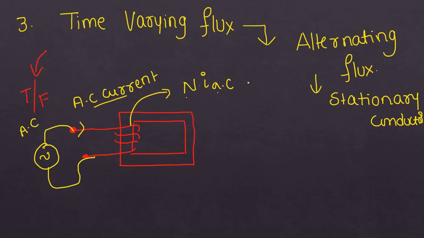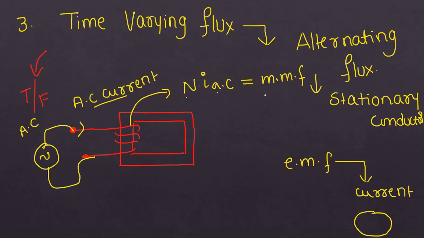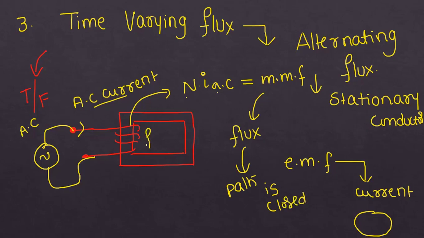Number of turns into current is called MMF. MMF means magnetomotive force, just like EMF. EMF will drive current, will give out the current if the circuit is closed. Just like that, MMF will drive flux if the path is closed. So this will produce flux.